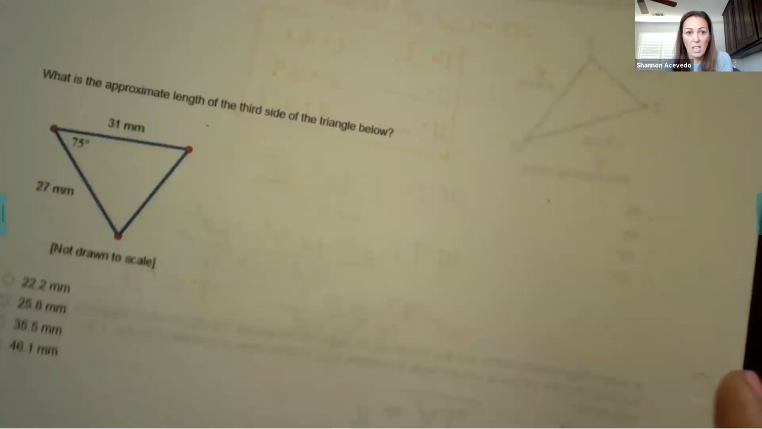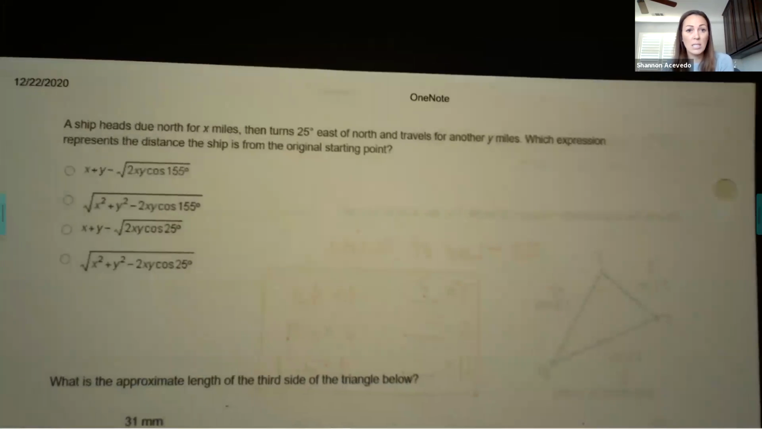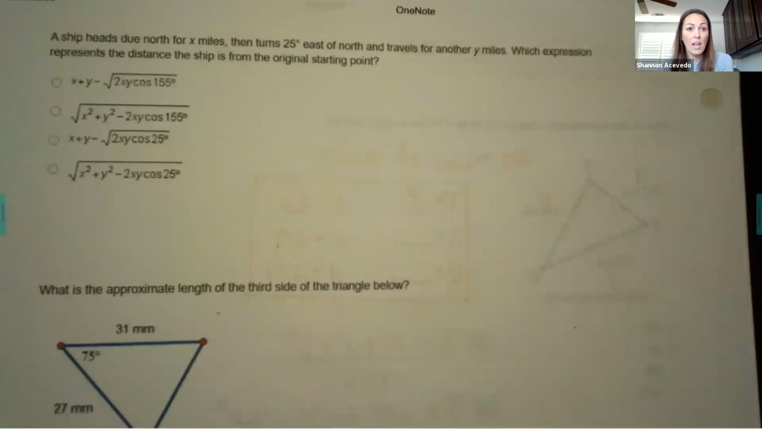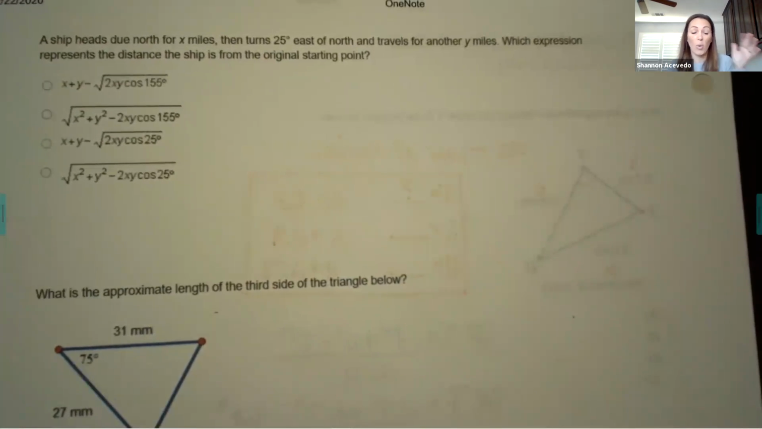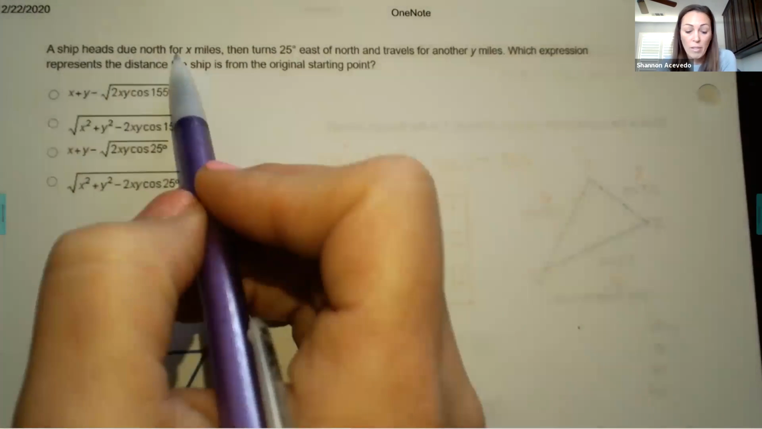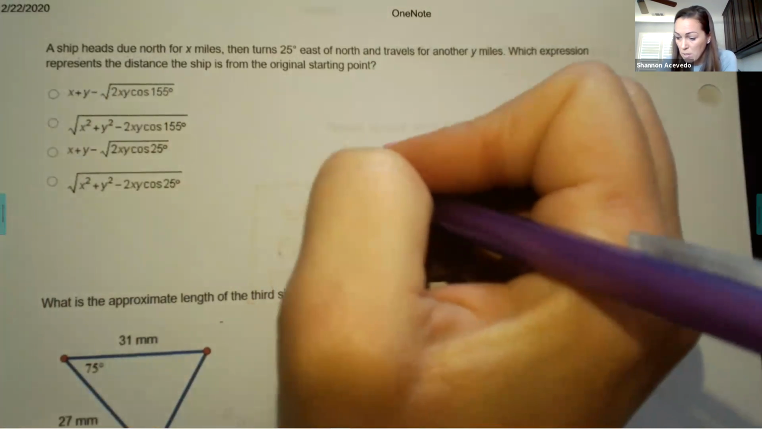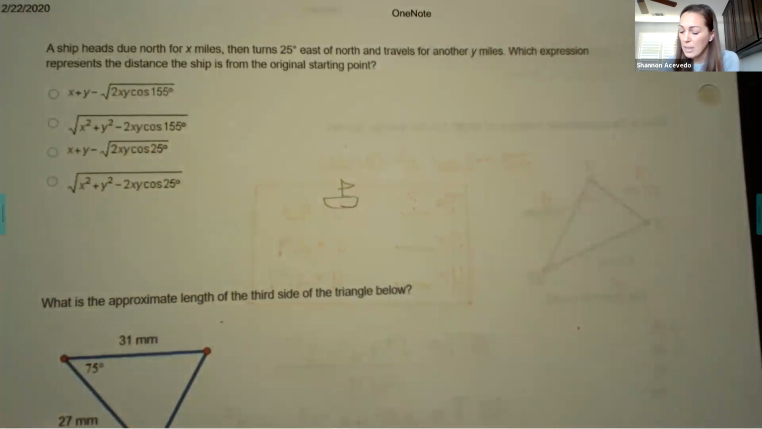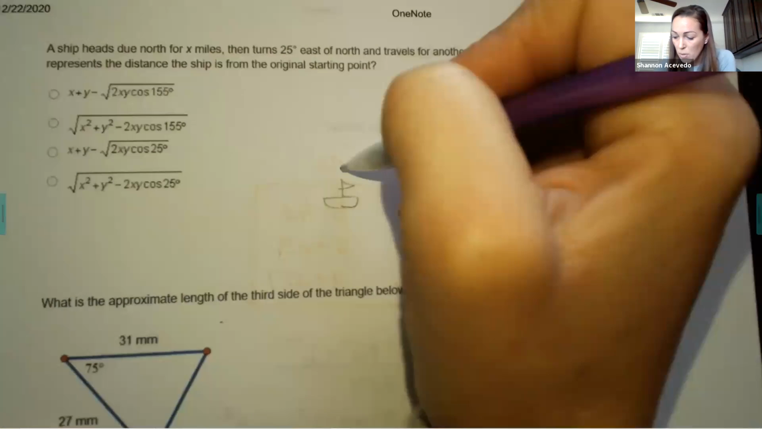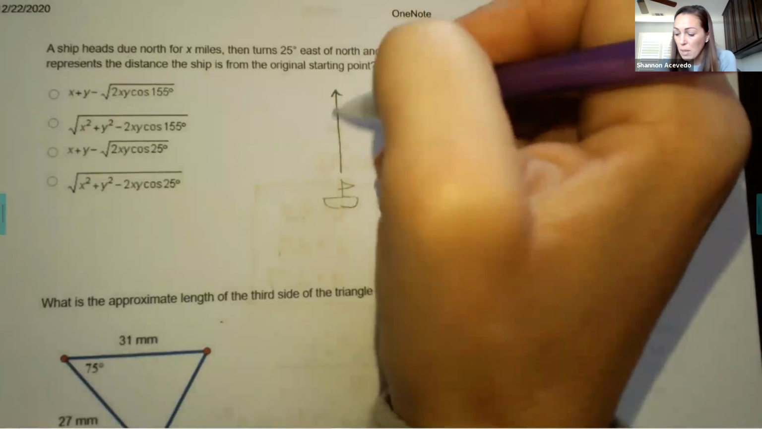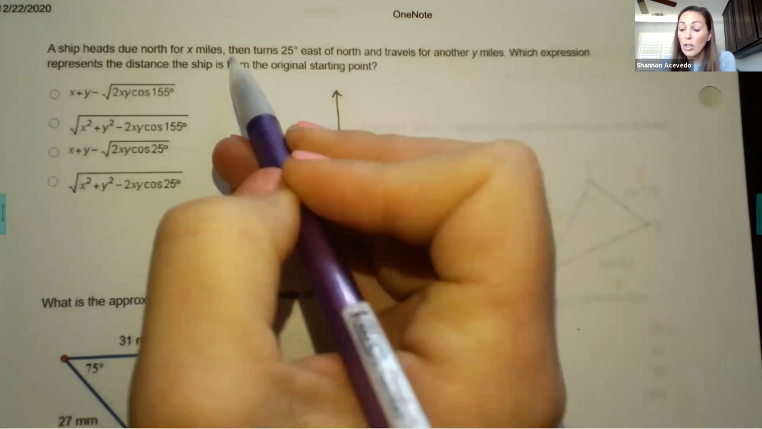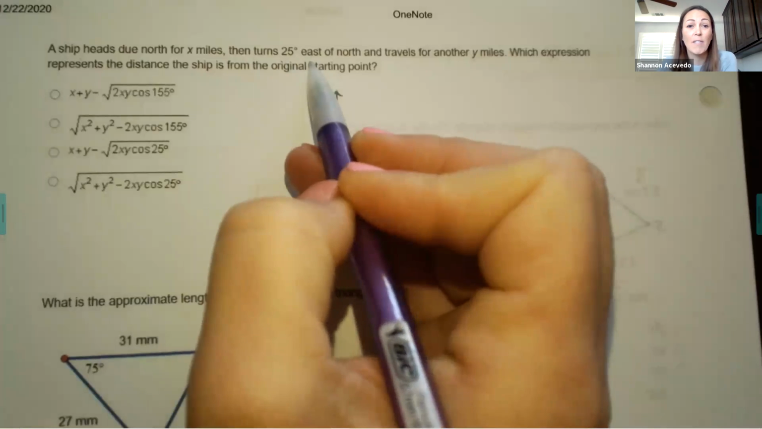This next problem's tricky because it kind of looks ugly. But don't let it intimidate you. This is the same type of idea. The other thing that's tricky with this is that we use those ideas of bearings where we go northeast an amount. So a ship heads due north for x miles. So we have a ship. Here's my boat. But my ship's a sailboat. You guys get the idea. So this boat's going to go north for some x miles, then turns 25 degrees east of north.